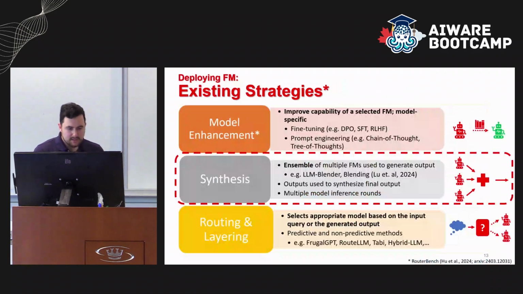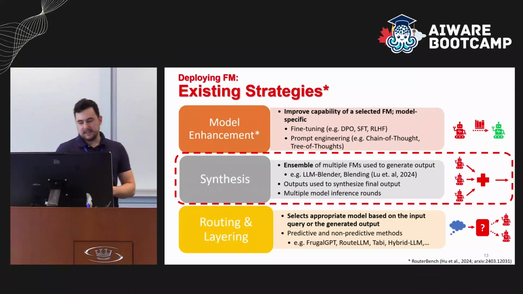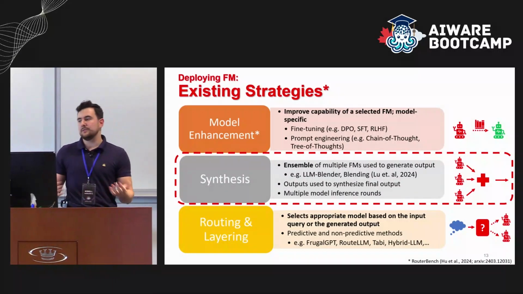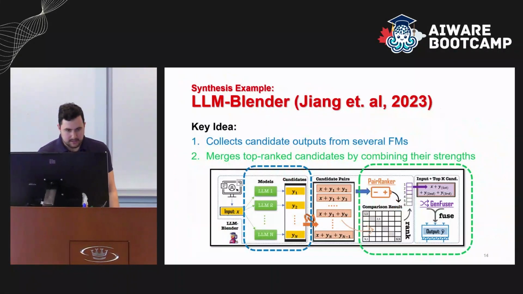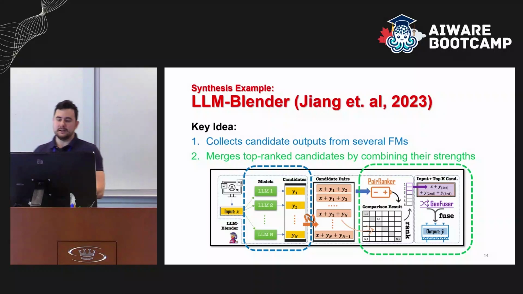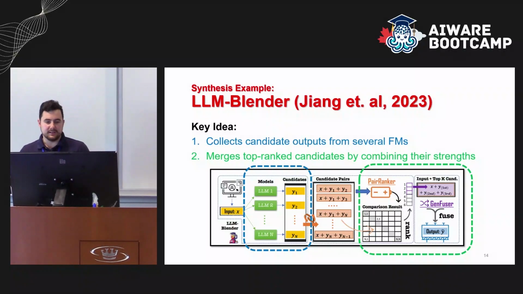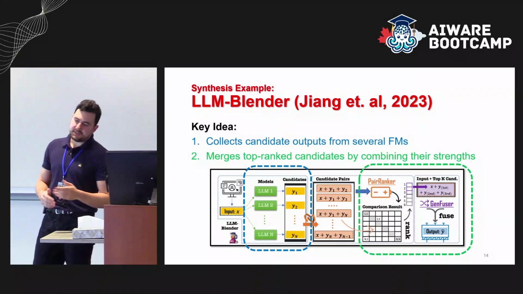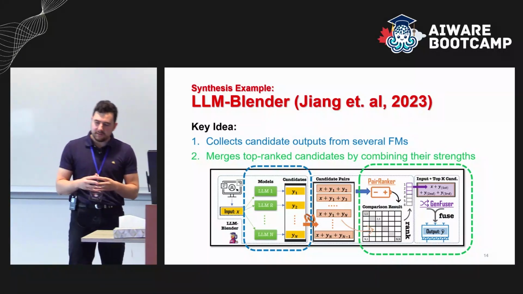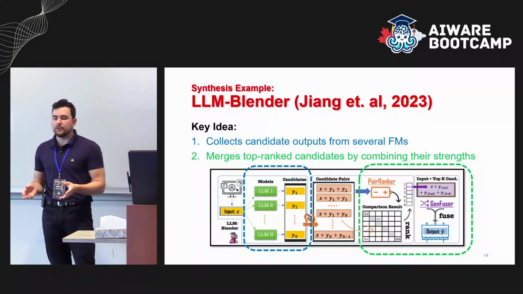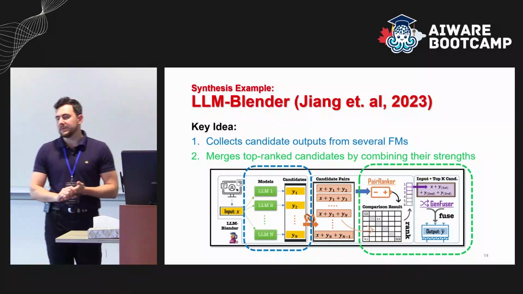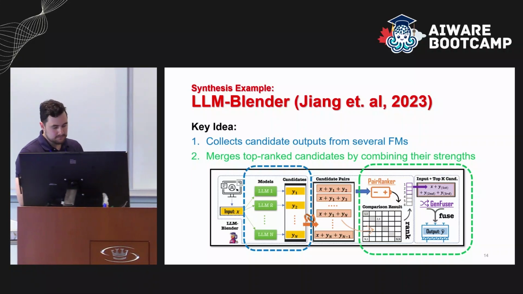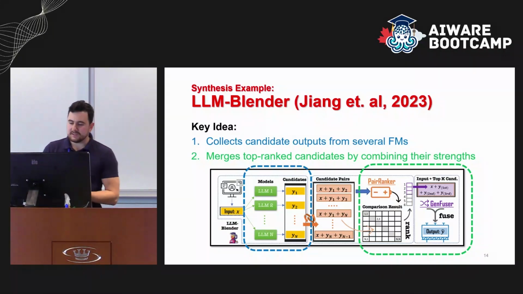Perfect. Moving on, synthesis. Just as I mentioned before, this is when typically you would get multiple outputs and then you find a way to combine them together. One example, on Blender, is exactly what it says. It collects candidate outputs of several FMs, does a bunch of post-processing, ranking them together, combining them, comparing, and so forth, and then in the end it merges the top-ranked outputs, and you get your final desired output. I'm just going very top level of this.